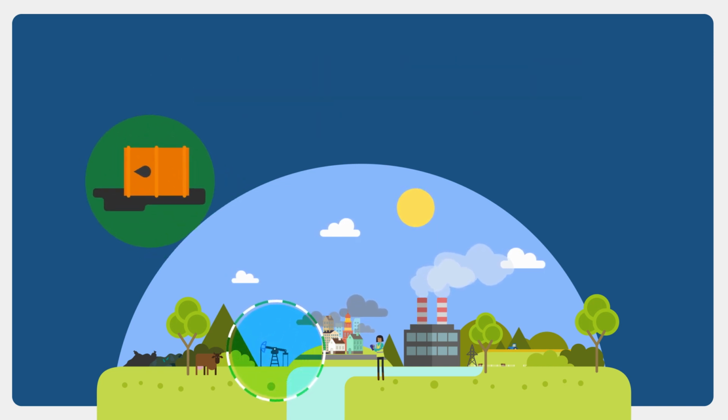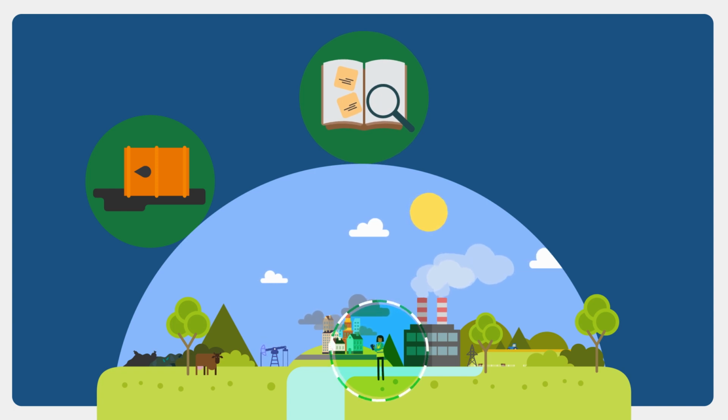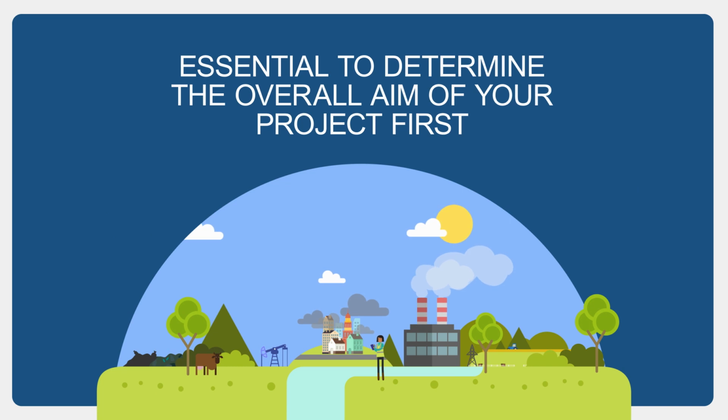If there's been a spill into the environment, you may need to monitor intensely over a short period of time during the spillage event. If you're performing a study for regulatory purposes, you'll likely monitor regularly over long time periods, with results being compared to environmental quality standards. If your aim is to find the source or cause of an unknown pollution event, you will want to monitor multiple sites around the impacted location. It is therefore essential to determine the overall aim of your project first, as this will underpin the rest of the study design.